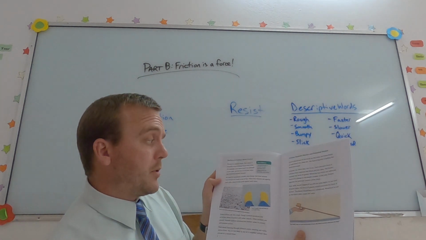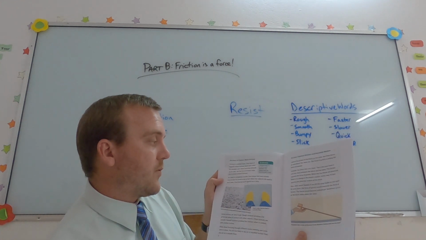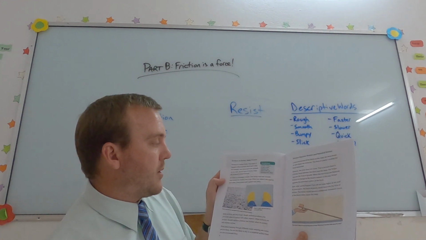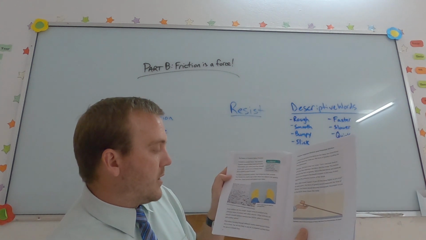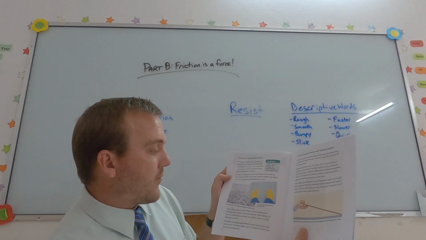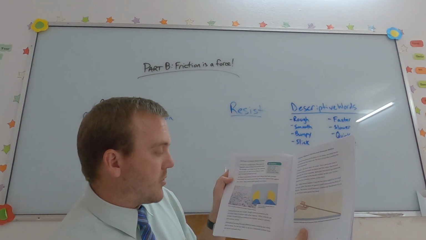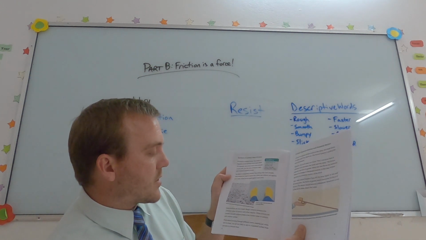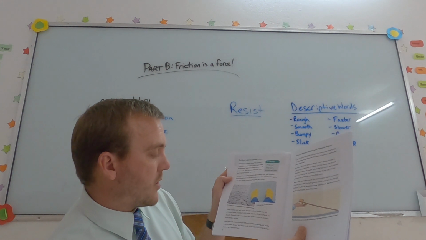No object is completely smooth. Even things that look smooth have bumps too small to see or feel. When two objects rub against each other, those bumps push against each other. Some surfaces are very rough. Rough surfaces produce a lot of friction when in contact with other objects. Other surfaces are smooth. Smooth surfaces produce less friction when in contact with another surface.